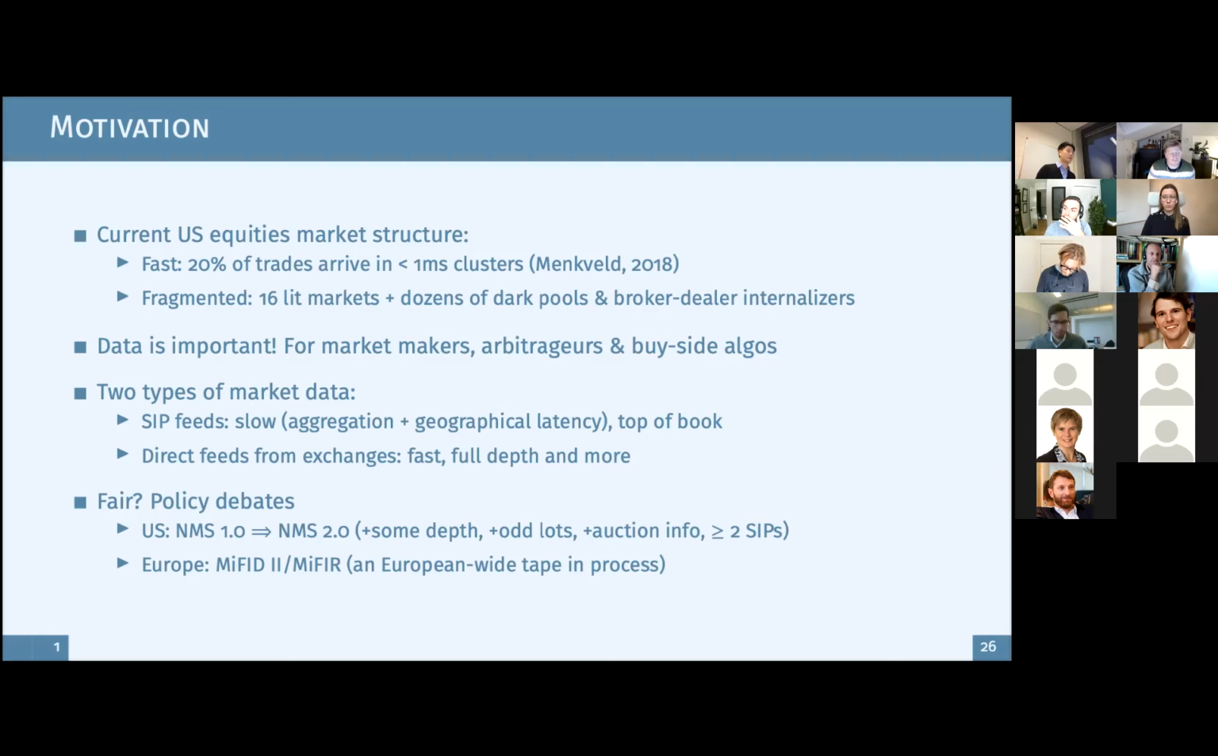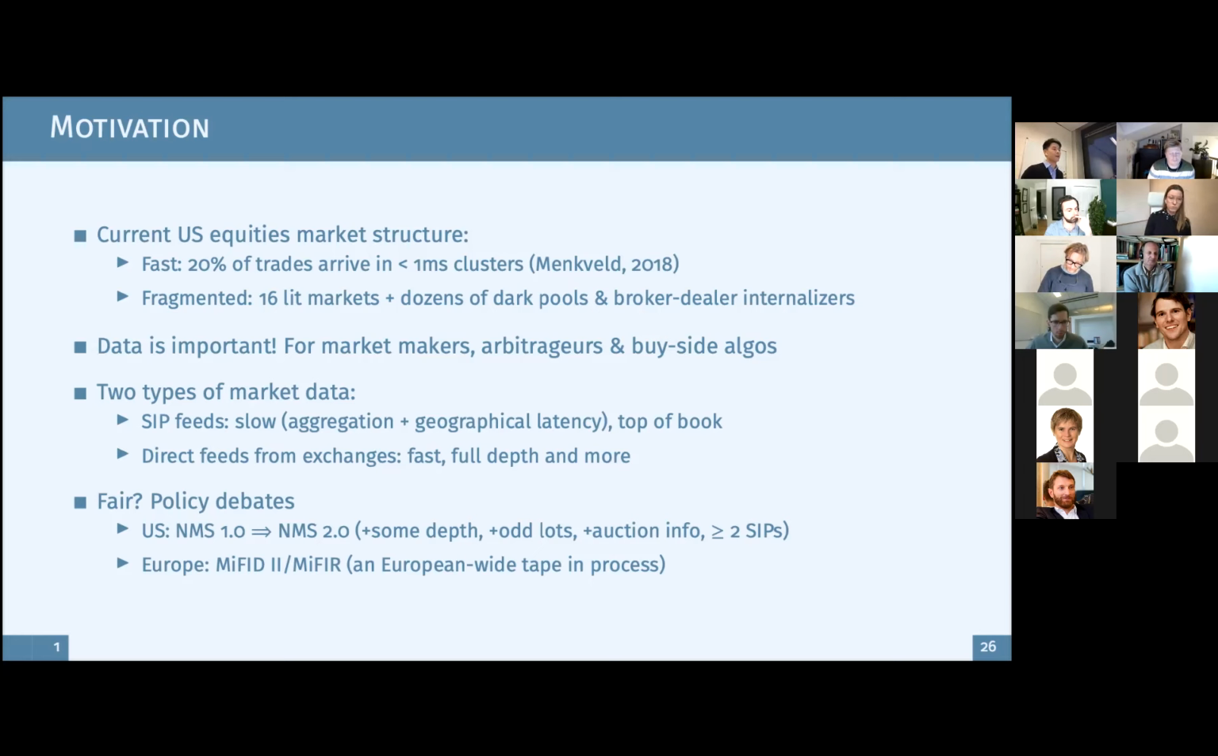So in the US, they already have a SIP feed. And they're trying to move from National Market System 1.0 to 2.0. A key improvement is trying to enhance the SIP. For example, they're trying to add more depth, not full depth, but perhaps the 5 best bids and asks, and also add odd lots, add auction info, and maybe have more than one SIP to compete. And in Europe, we don't even have a tape, as Beyond said.